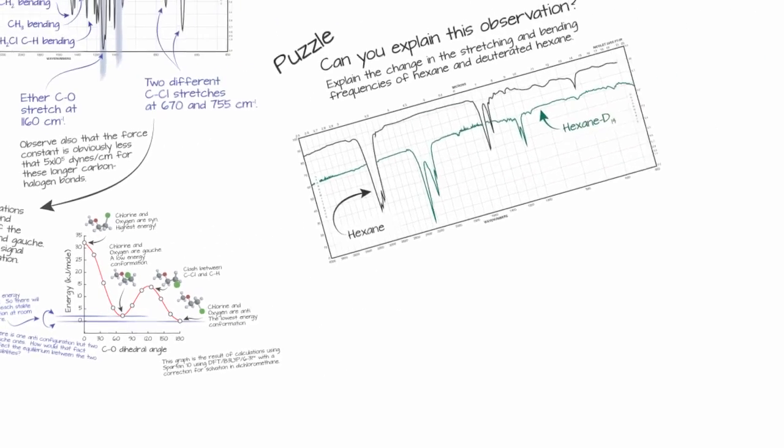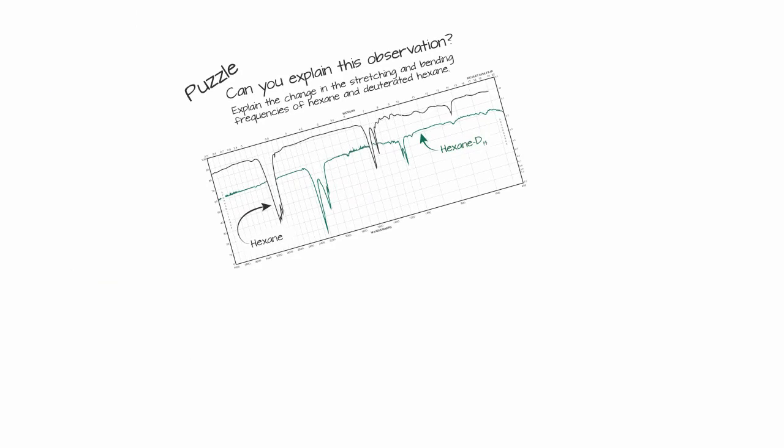Mass has a significant effect. Here's hexane, and compared to the IR spectrum of deuterated hexane, where every single hydrogen atom has been replaced by a deuterium atom, which is just hydrogen, but it has an extra neutron. It weighs twice as much. And look what doubling the mass does to the spectrum.